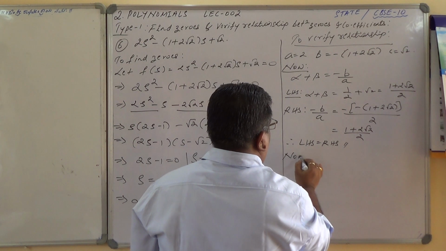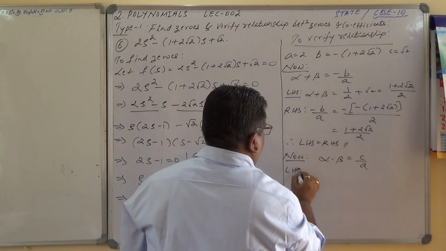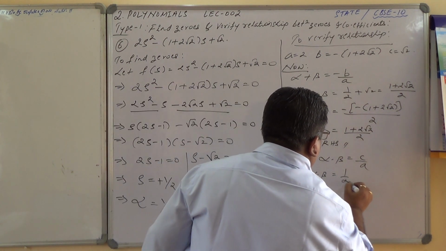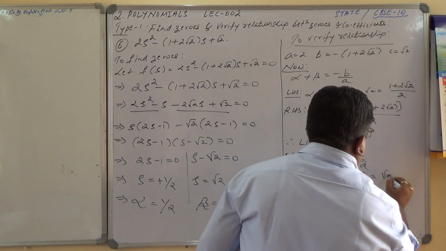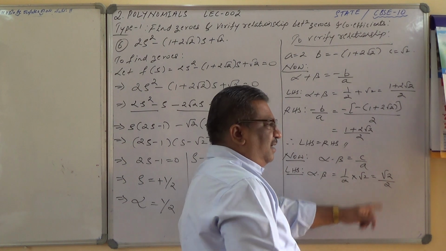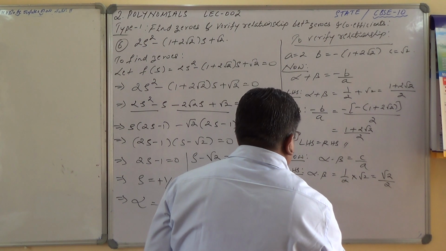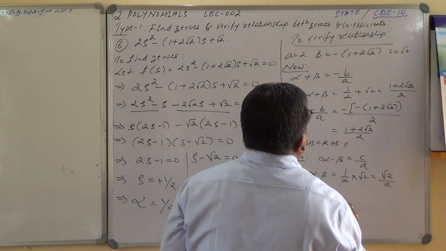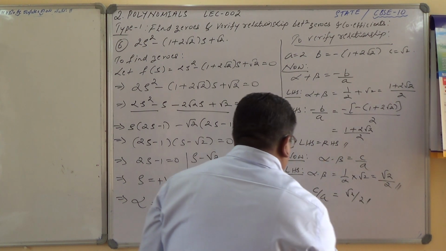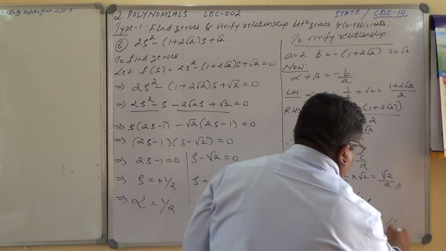Next, we'll see the product. The product of zeros alpha into beta equals c by a. So LHS, what is LHS here? Alpha into beta. Substitute the values of alpha and beta: half into root 2, which is equal to root 2 by 2. Isn't it? You should be careful with such things. And what is RHS? c by a. c is how much? Root 2. a is 2. Yes, we got root 2 by 2. This is also the same. And therefore LHS equals RHS. Hence the relation is verified.